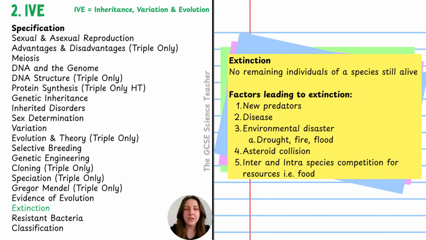Extinction is when no remaining individuals of a species are still alive. There are factors that lead to extinction, including new predators, disease, environmental disasters like drought, fire and flood, asteroid collision, and inter- and intra-species competition for resources such as food.